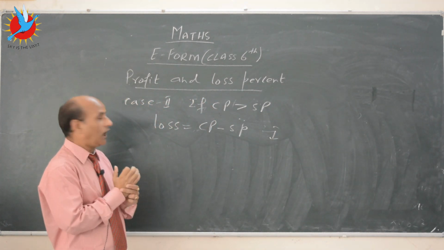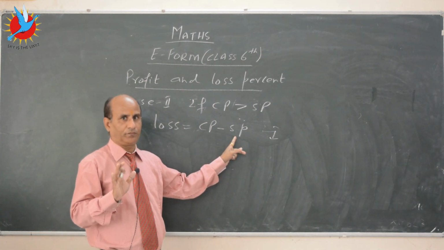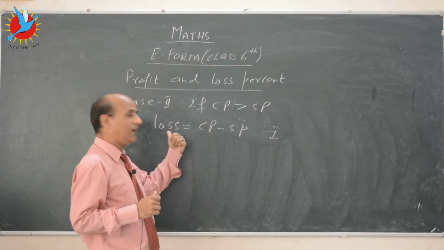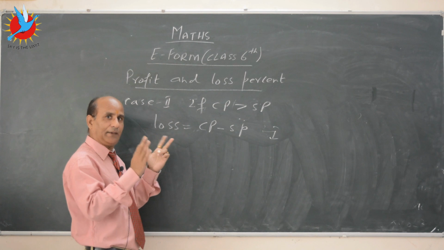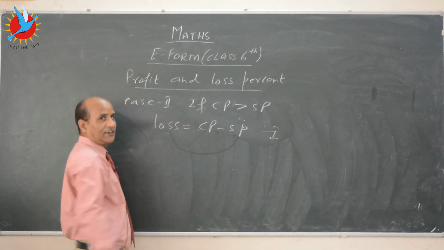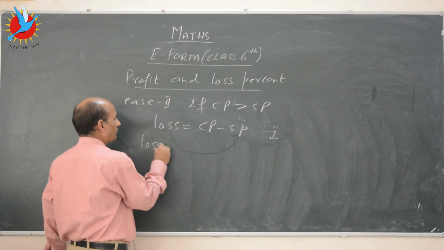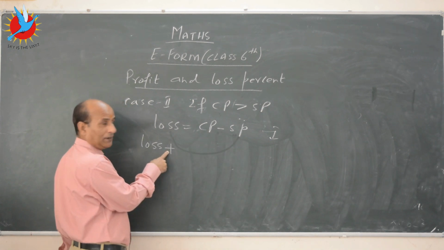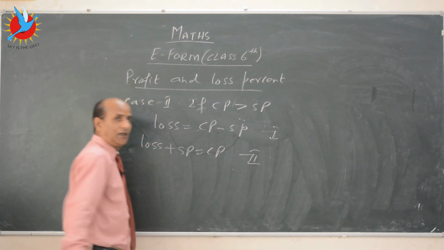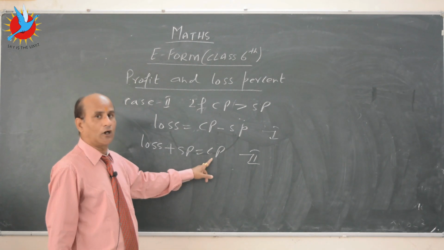Now, first is how to find the cost price when loss and SP are given. So first we will shift this SP, selling price, to the left hand side. Again the rule is the same. Here it is minus. When we shift this figure in this direction, the minus becomes plus. So it is loss plus SP is equal to CP. This is the second formula, when loss and selling price are given, how to calculate the cost price.